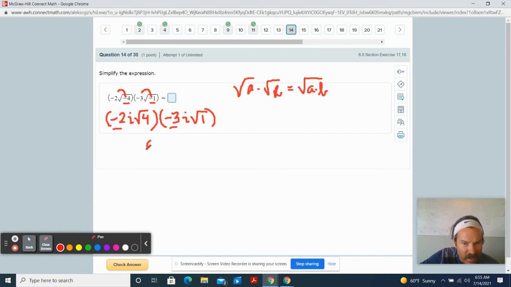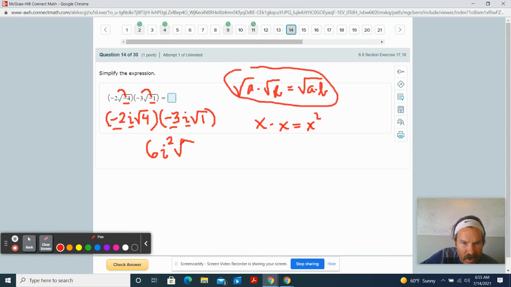Negative 2 times 3 is 6. i times i, well, i times i is i squared. It works the same as variables as far as exponents go. When you multiply x times x, you get x squared. When you multiply an i times an i, you get i squared. And then square root of 4 times square root 1 is just square root 4, because I can use this property now. But square root of 4 is equal to 2. So that's 2 times 6, so that's 12 i squared.